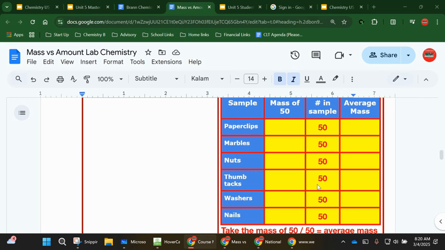Now, make sure nothing is touching it when you do. Start counting off 50 and putting it in there, and if one of you comes faster than the other, so be it. When you have that 50 in there, then transfer it into there to get the mass.